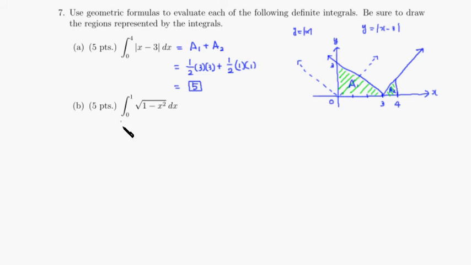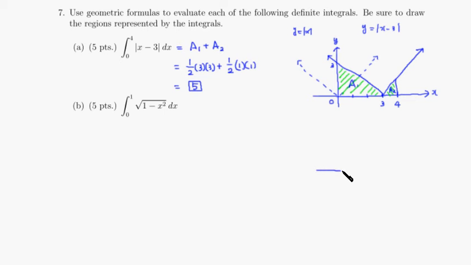All right, how about part B? If you look at y equals square root of 1 minus x squared, this is a top semicircle with radius 1, because the radius squared is 1. So let's draw a picture.